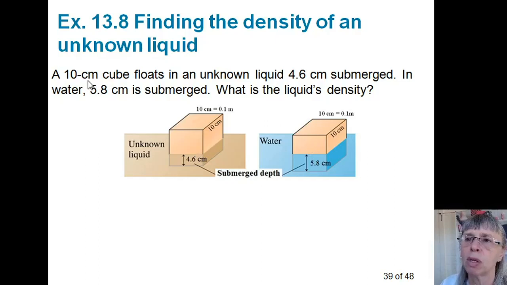So here we're told that the cube is 10 centimeters, each side is 10 centimeters, and it's submerged in the unknown liquid 4.6 centimeters, and in the known liquid 5.8. We're going to calculate the density of that unknown liquid. Now you might be tempted to jump straight to that ratio rule. You can certainly do that. The way I do this here is I say that the weight of this block is the same in both cases.